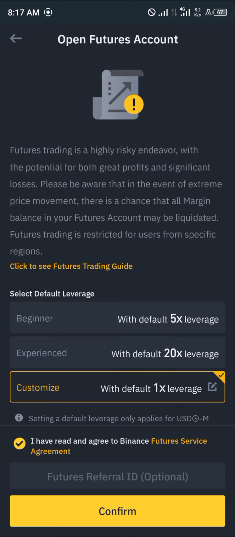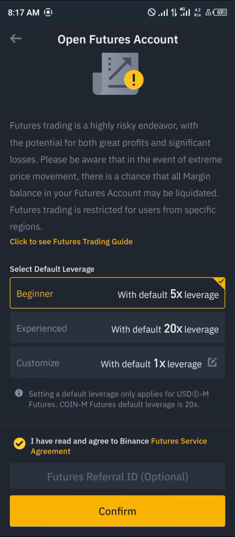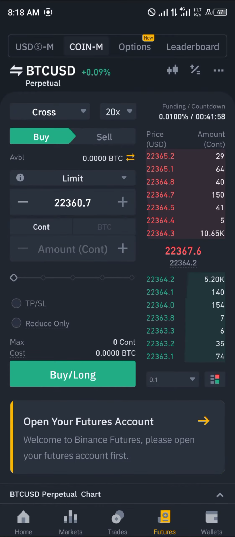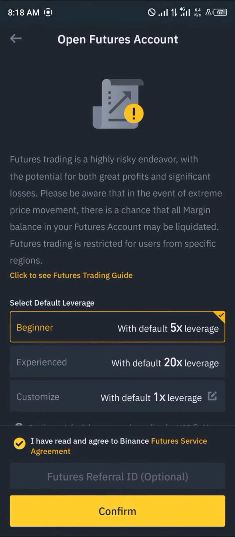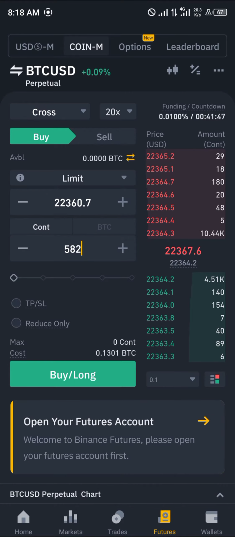So guys, this is the Binance Futures account. If you click on confirm, you'd be given an opportunity to open a futures account where you can either use your crypto available in your balance to trade, or you can deposit privately here for trading purposes. Okay guys, and once you've opened up an account, the amount of BTC you have is the amount you simply enter to trade.